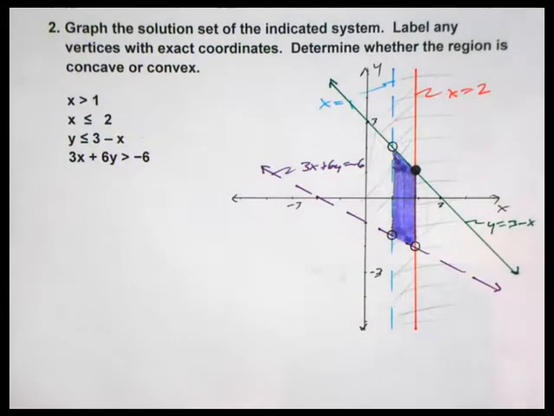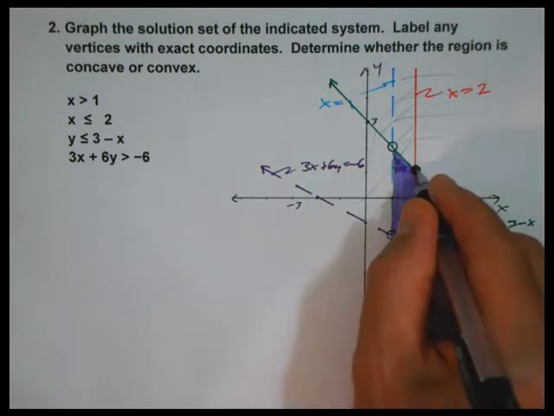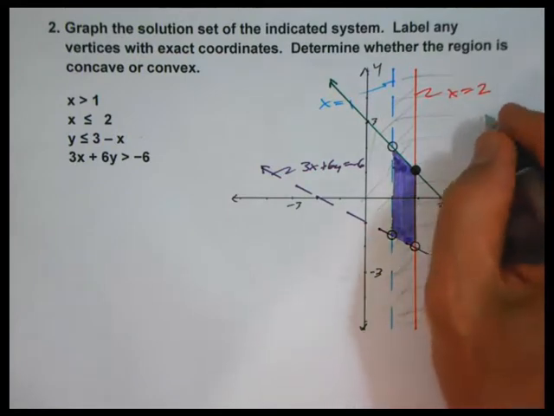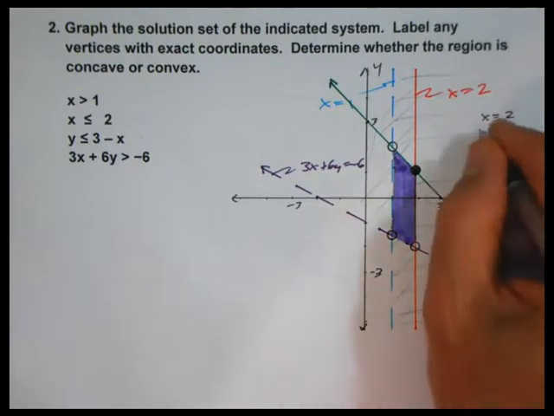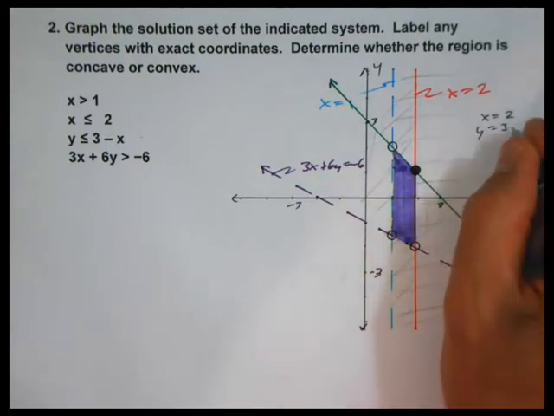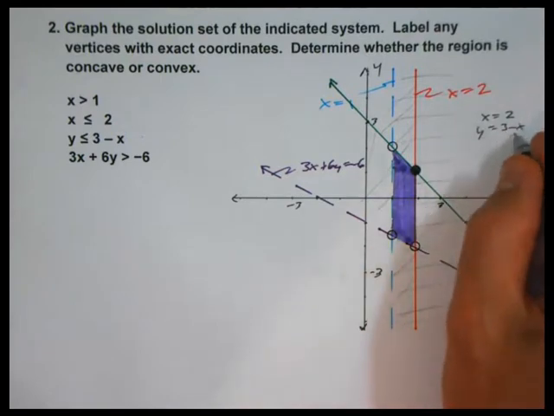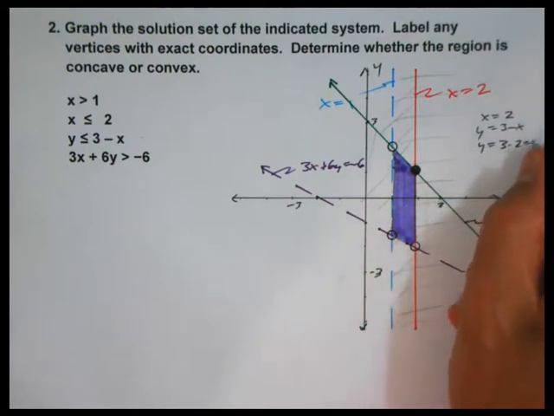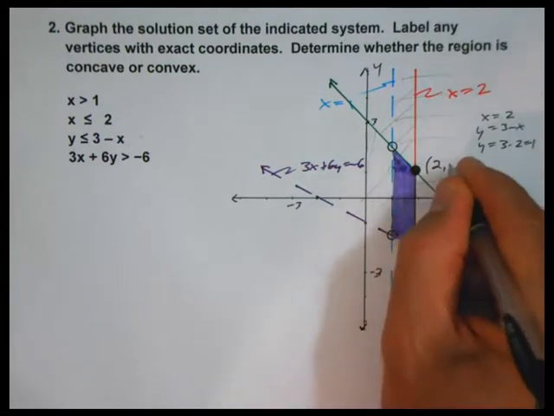Now we're responsible for getting the coordinates on all of these vertices. Let's start here with this one. Here's the intersection of the red line and the green line. We can do our scratch work nearby: x equals 2 together with the green line, y equals 3 minus x. x is simply known to be 2. We substitute the 2 for x into the second equation. y equals 3 minus 2 equals 1. So now we have the point 2, 1 right there.